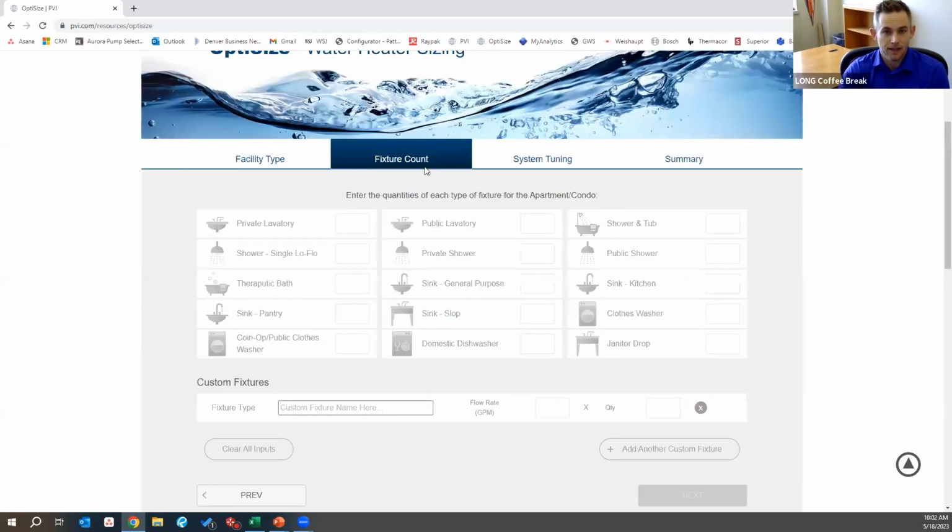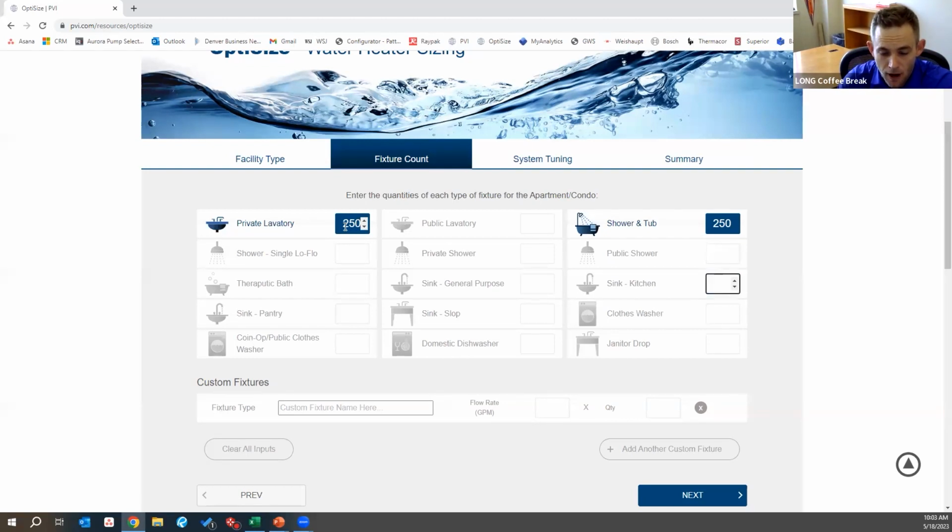And the next tab, it's going to take us through our fixture count. So for today's example, we have a 150 unit apartment complex. And in that apartment complex, I have 50 1-bathroom units and I have 100 2-bathroom units. So my total private lavs are 250. I'm not going to count any public lavatories. I'm going to have 250 showers and shower tub combinations, assuming that's what we're using.